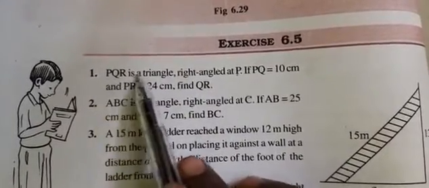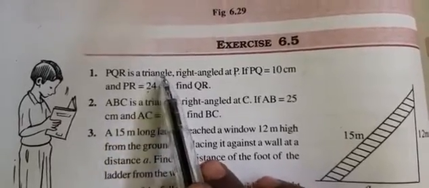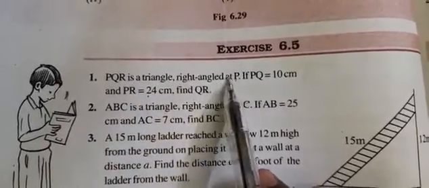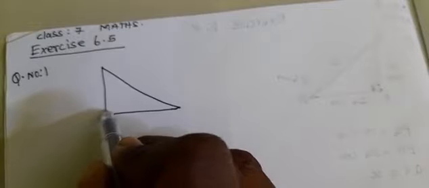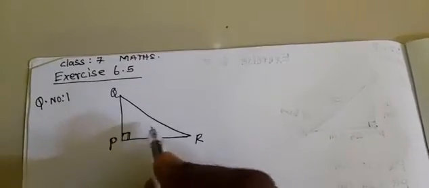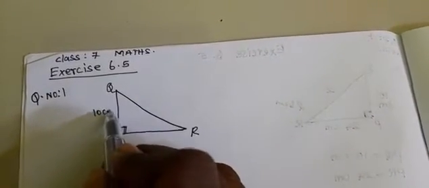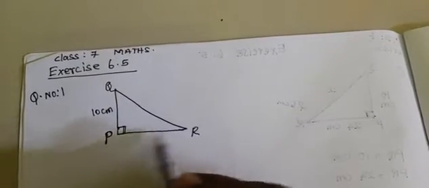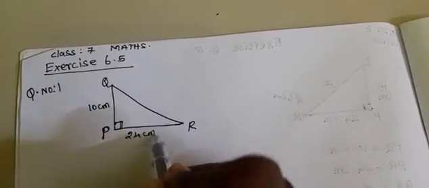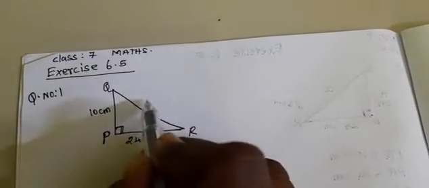So first let us draw a rough diagram as PQR is a triangle and it is right angled at P. As it is given in the question, this is the right angle at P. So the variable P is near the right angle, and we can write QR either like this or RQ also we can write. Then they have given the measurement that PQ is 10 centimeter. Then PR is 24 centimeter. Find QR. We have to find the length of QR.